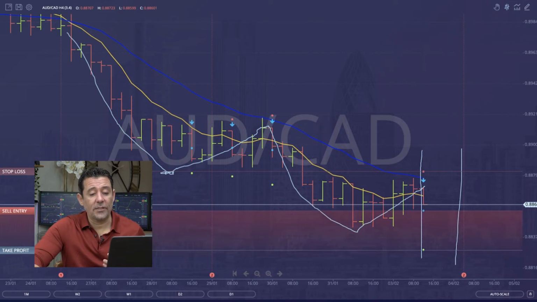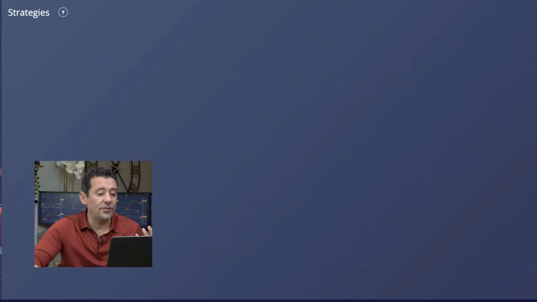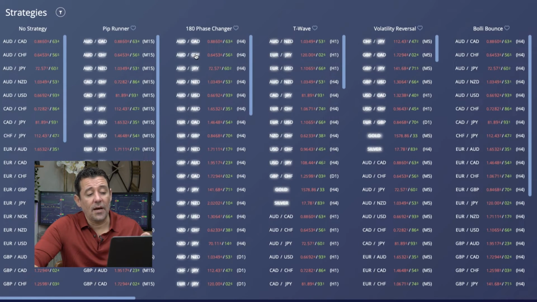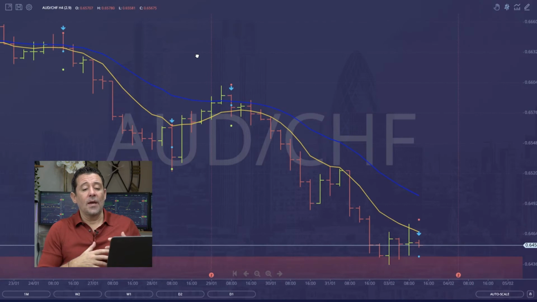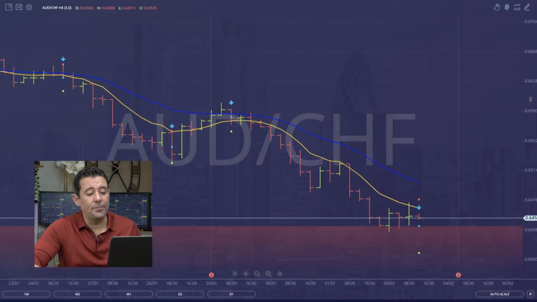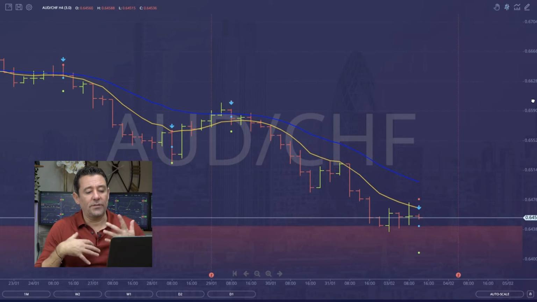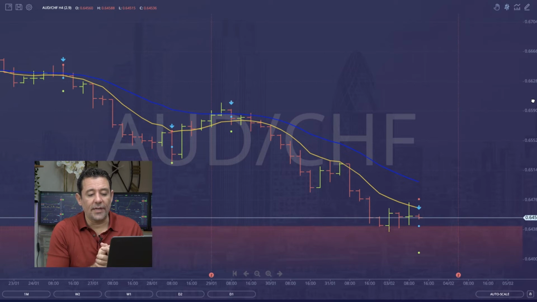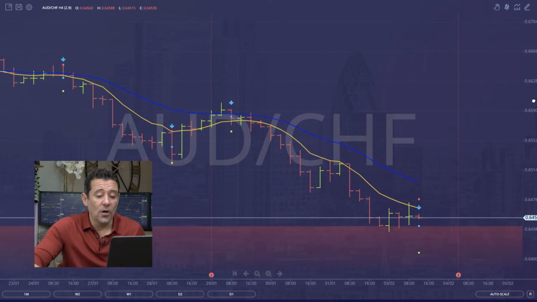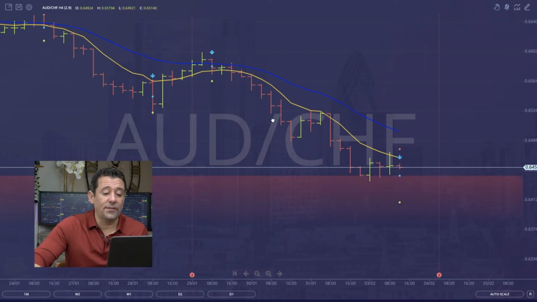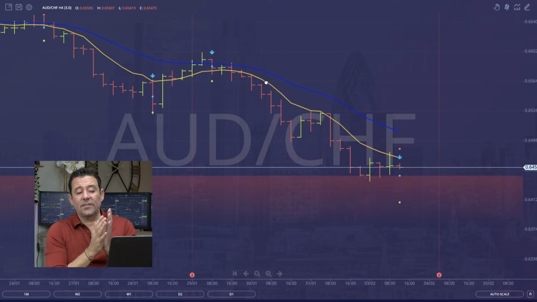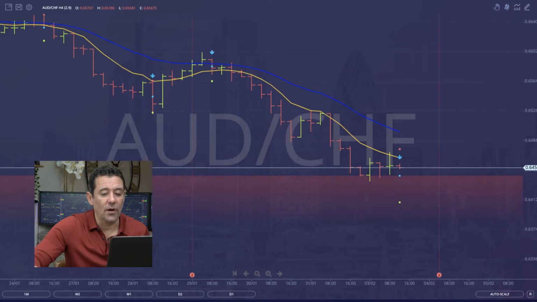Okay, so let's go and have a look at the next one here. Again, we're at 180 phase changer. We're picking this time the Aussie Swiss, next one down in the pair. And again, this beautiful cyclicity, this phase 1 to phase 2, nice broadening of the moving averages. We can see a few things. We can see, first of all, we have got a separation, if you notice, of the moving averages.